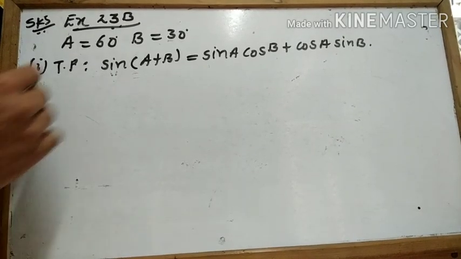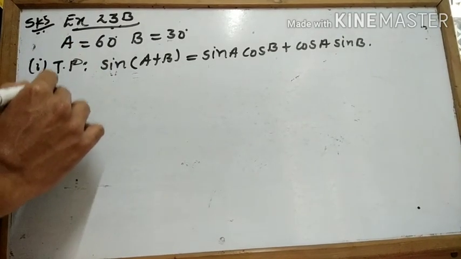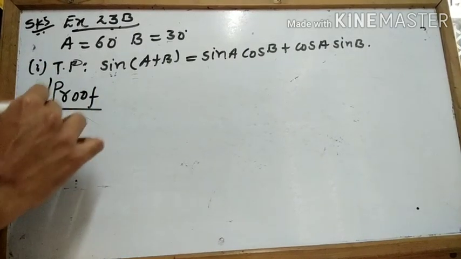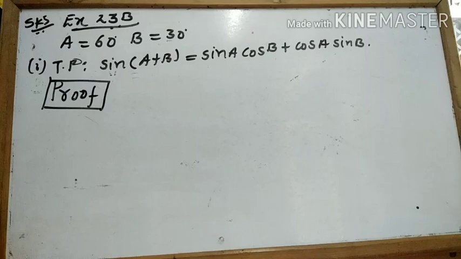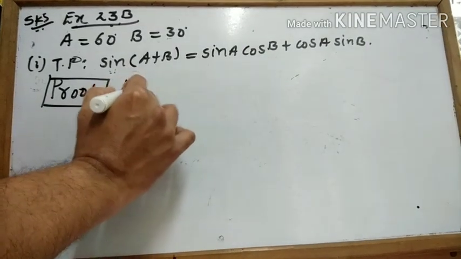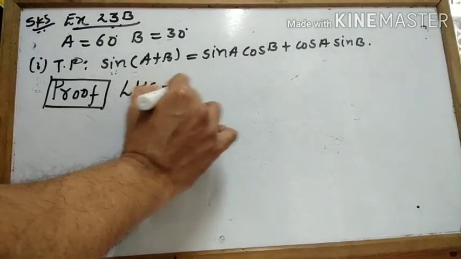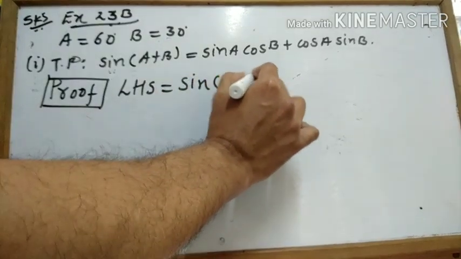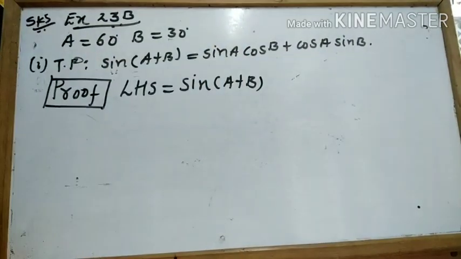If you remember, we did in the previous lecture, whenever there is a to-prove question, instead of writing solution, you will be writing down the word proof. You will take LHS first. Say it is sine of a plus b. LHS is the left hand side part of the equal to sign.